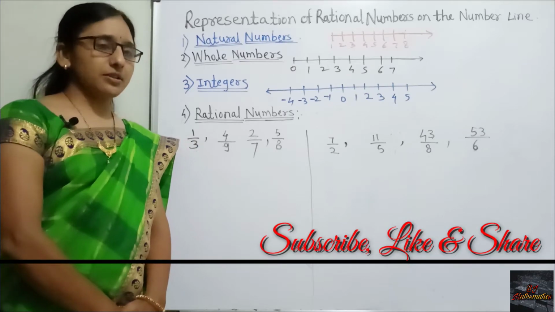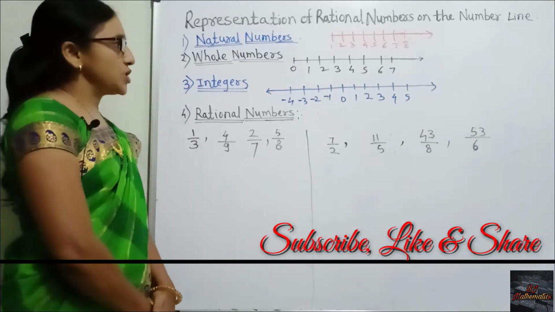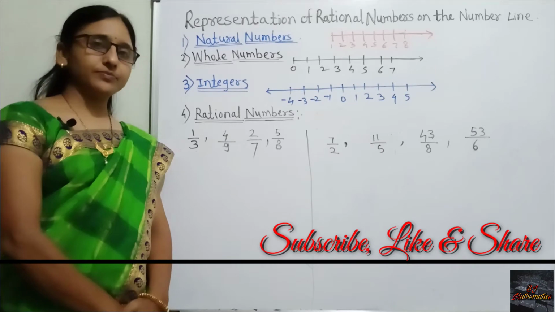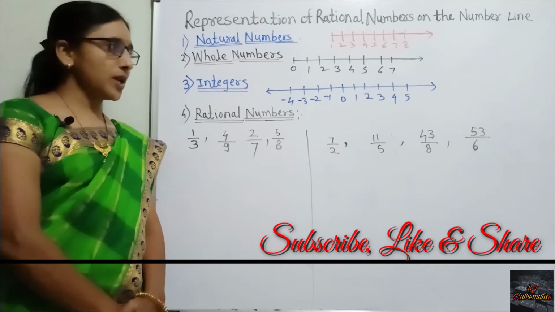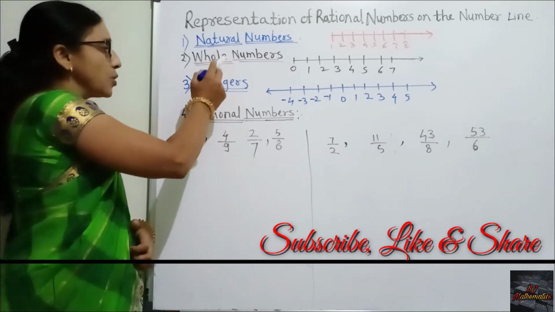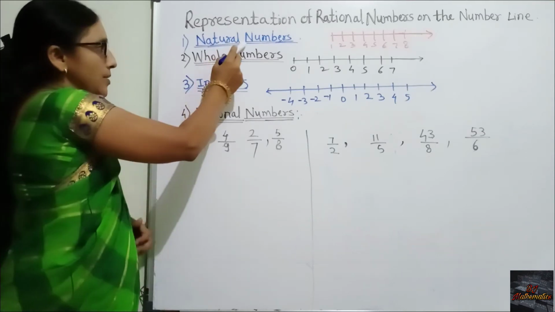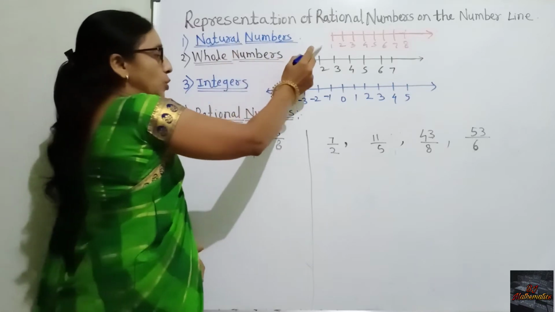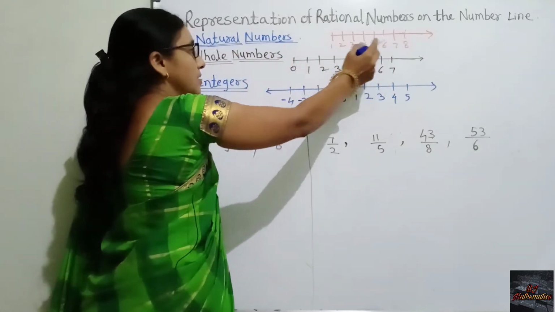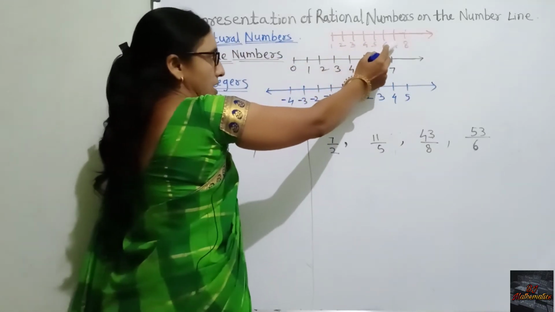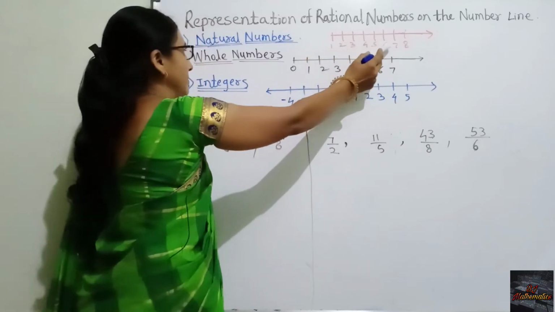Today let us learn representation of rational numbers on the number line. We know all how to represent natural numbers, whole numbers and integers on the number line. Natural numbers are represented as shown on this number line. The line extends indefinitely only to the right side of 1.